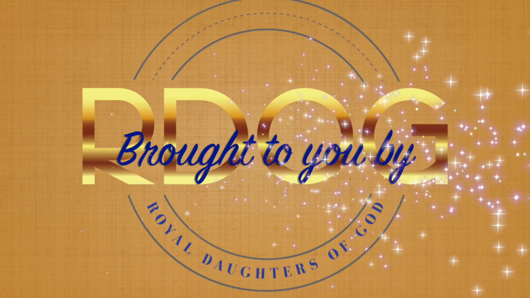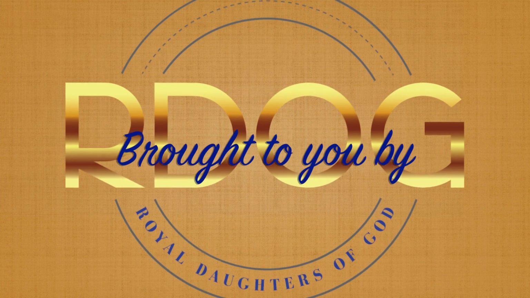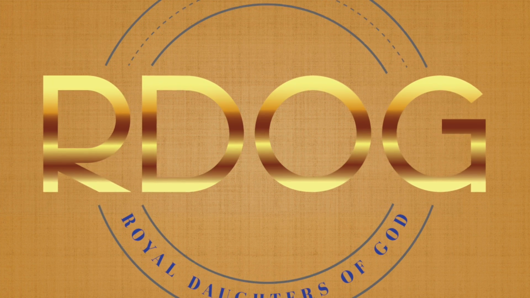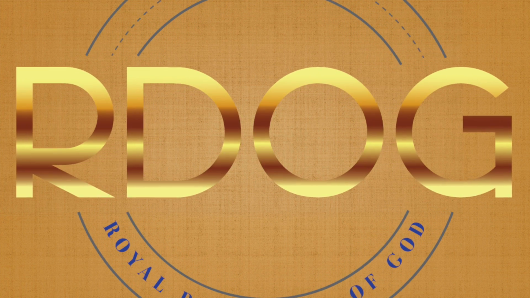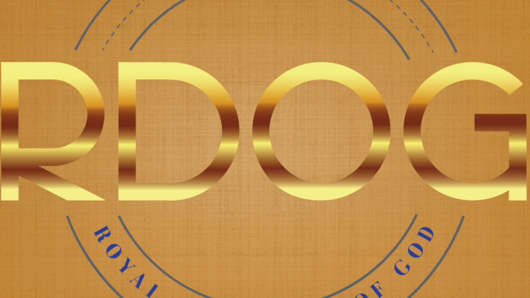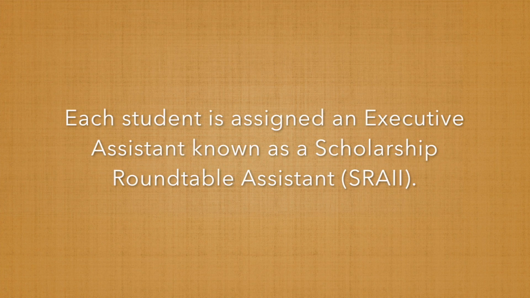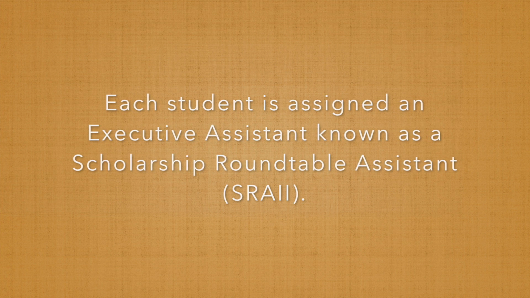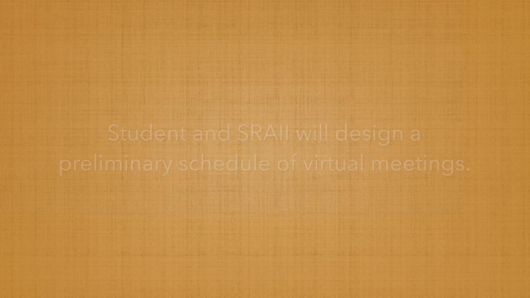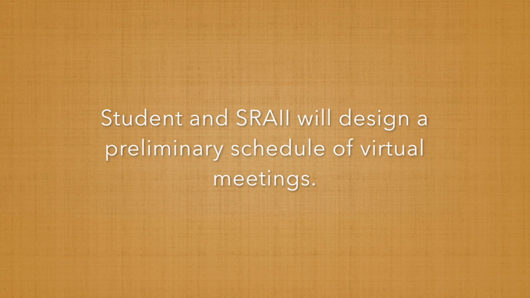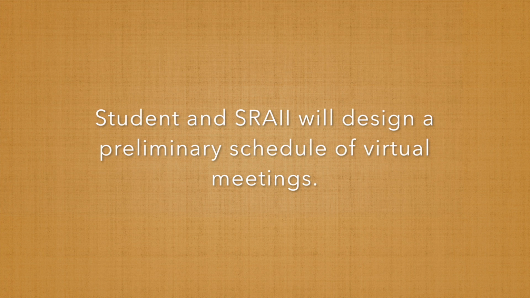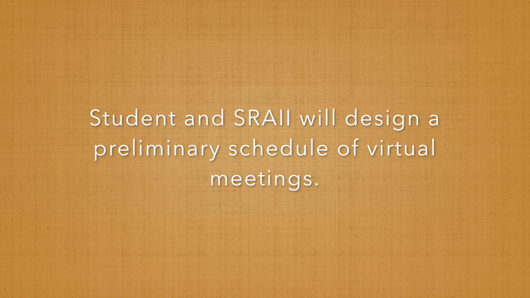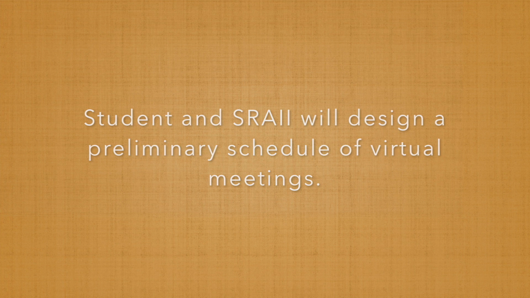So, what is the Scholarship Roundtable? I'm so glad you asked. Basically, after a student has applied and been acknowledged, each student is assigned an executive assistant known as a Scholarship Roundtable Assistant. The student and the Scholarship Roundtable Assistant will design a preliminary schedule of virtual meetings, and this is something that's going to be customized to accommodate both schedules, mutual availability.